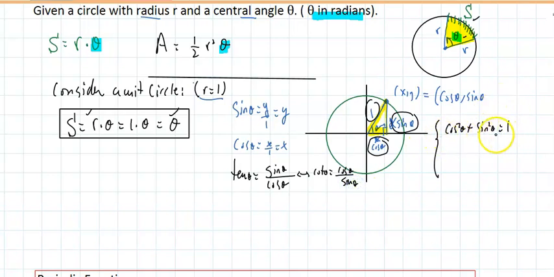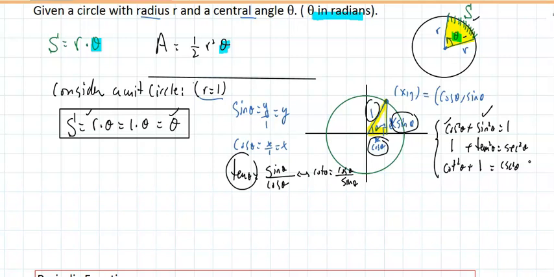So if I divide everything by cosine squared, cosine squared over cosine squared is 1. Sine squared over cosine squared is tangent squared. And 1 over cosine squared, we said that was the secant squared. And if I go back to this and divide everything by sine squared, cosine squared over sine squared is cotangent squared. Sine squared over sine squared is 1. 1 over sine squared is cosecant squared. Those are called the Pythagorean identities.